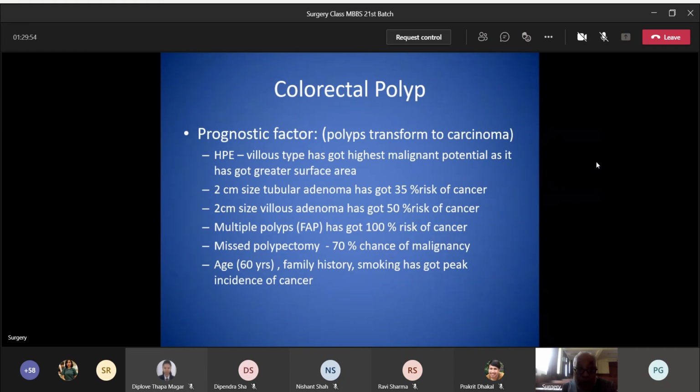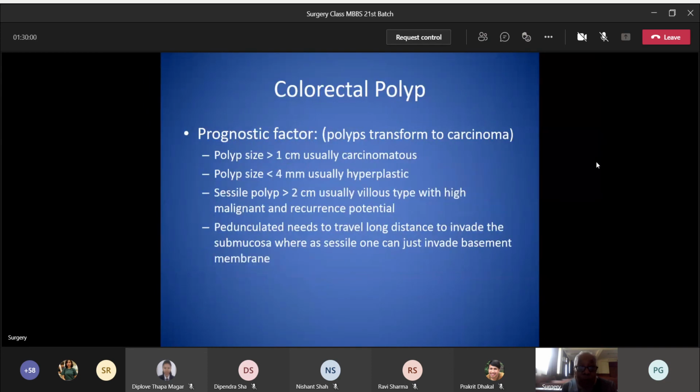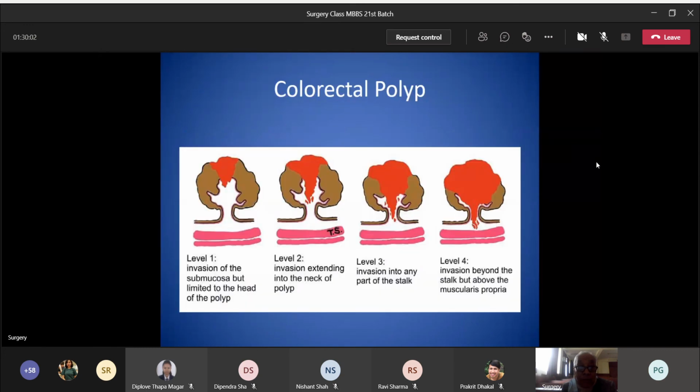So always think of age 60 years, family history. Smoking is very important indicator for polyps. And as I told you, prognosis. Then this is very important. You have to understand level 1, 2, 3, 4. And again, I repeat it.